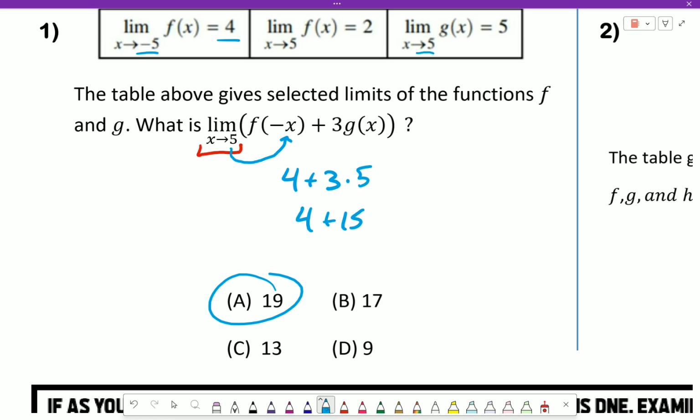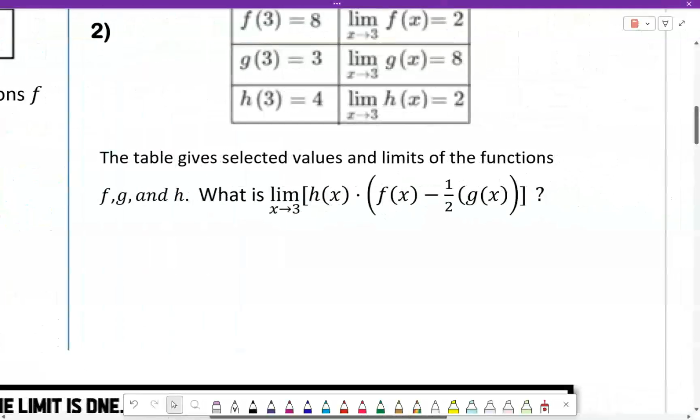A lot of you gave me an answer of 13 because you were thinking, oh, it's the 2 that's negative. It's not the 2 that's negative. It's not the y value that's negative. It's the x value that's negative. That's why I'm looking there and not the other. Okay, that's more just like, hey, understanding some numbers. Let's go to number 2.